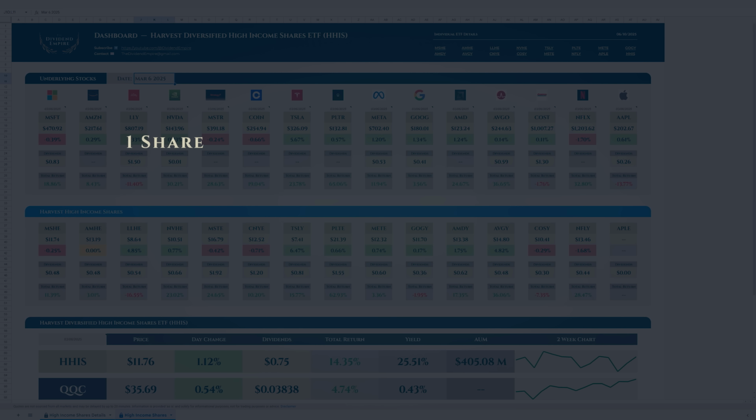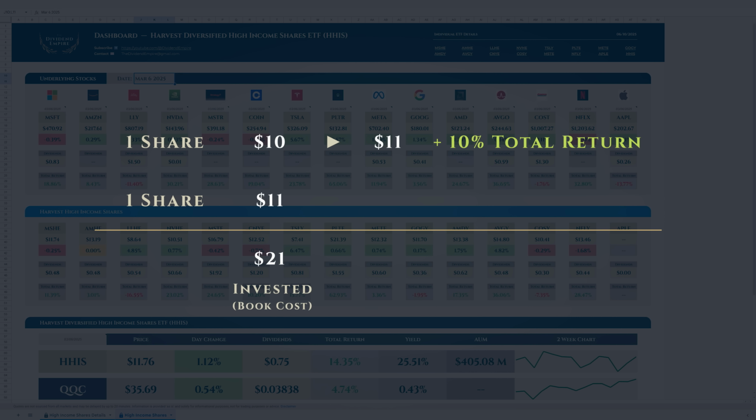A simple example of this is if we had one share of a $10 stock. The stock price then increases to $11, which is equivalent to a 10% gain or a 10% total return. If we then buy an additional share at $11, then our new invested amount is equal to $21, and the total value of the 2 shares is $22.